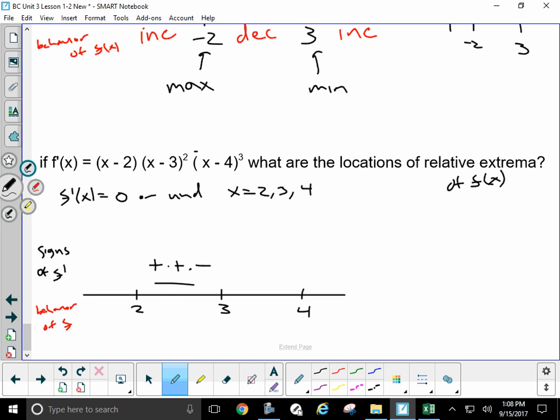That means I have negative f prime values between 2 and 3, which is super valuable because it's telling me that f is decreasing on the interval between 2 and 3, where these are all zeros where we have possible maxes or mins. Now keep doing it for the other intervals, to the left of 2, between 3 and 4, and to the right of 4.